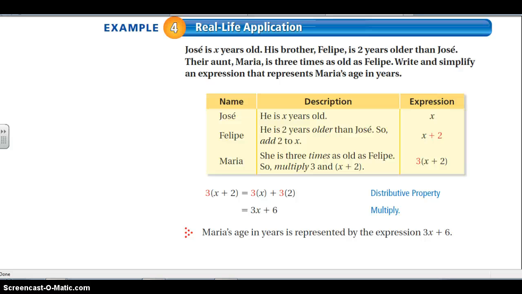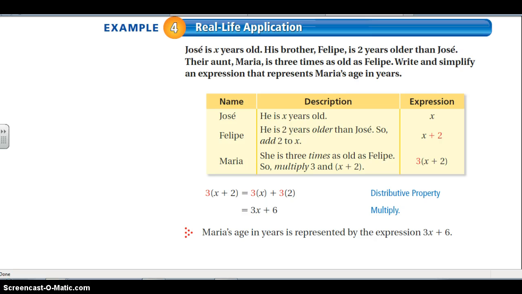Okay, again, here's a chart. Jose, he's x. We don't know how old he is. But we know that Philippe is 2 years older. So now we can take x and add 2. Now Maria is 3 times older than Philippe. So Maria is 3 times x, which is Jose, plus 2.